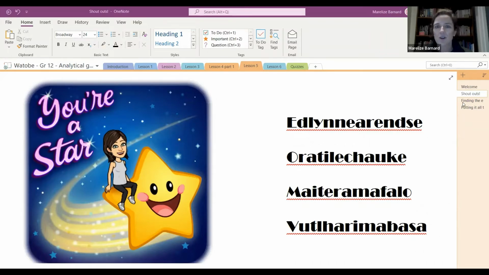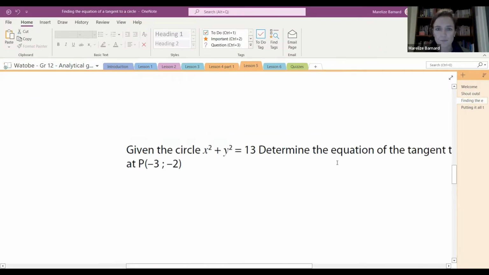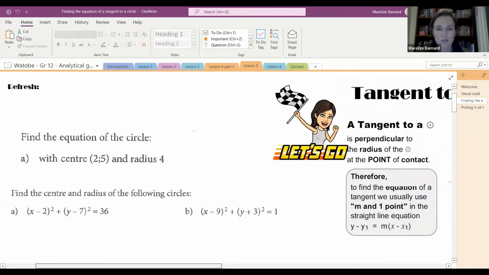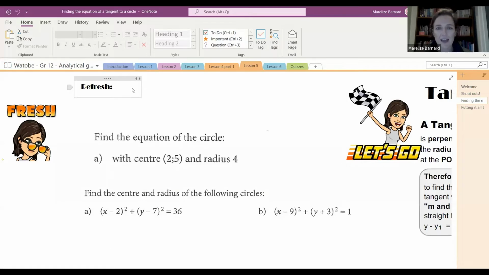Okay, so before we start, we are just going to have a little bit of a refresh over here. I just want you to do those 3 questions just to get our heads back into the game. Find the equation of the circle with that center and that radius, 2 and 5 and 4, and then find the center and the radius of the following circles. Just do those for me in 2 minutes. Post your answers in the chat as soon as you're ready. And then we're going to kick off with our tangents.